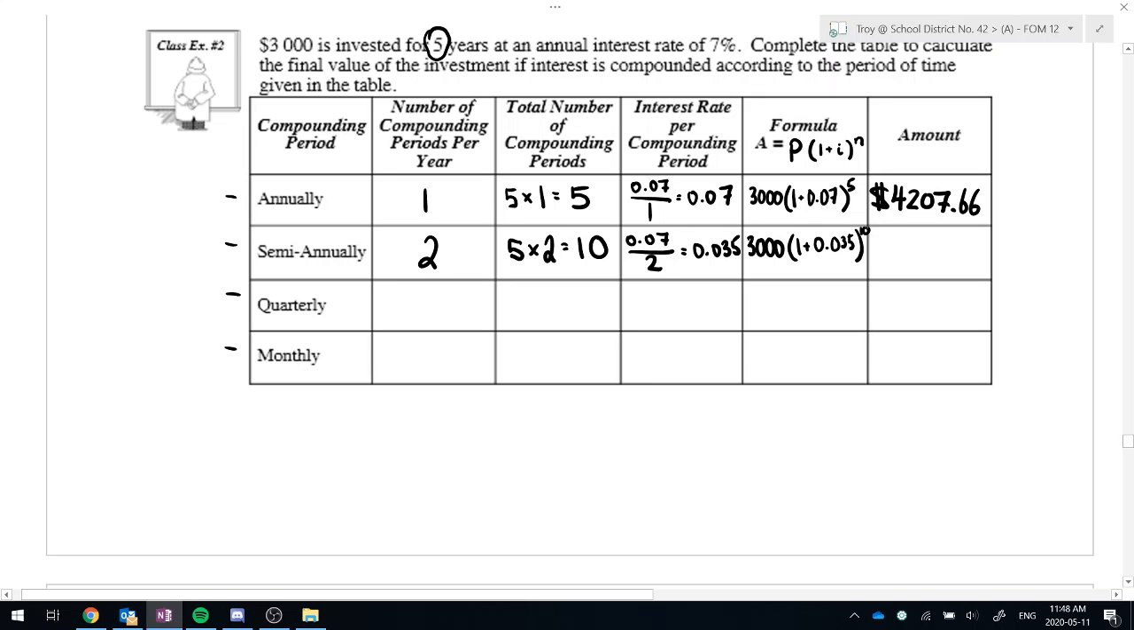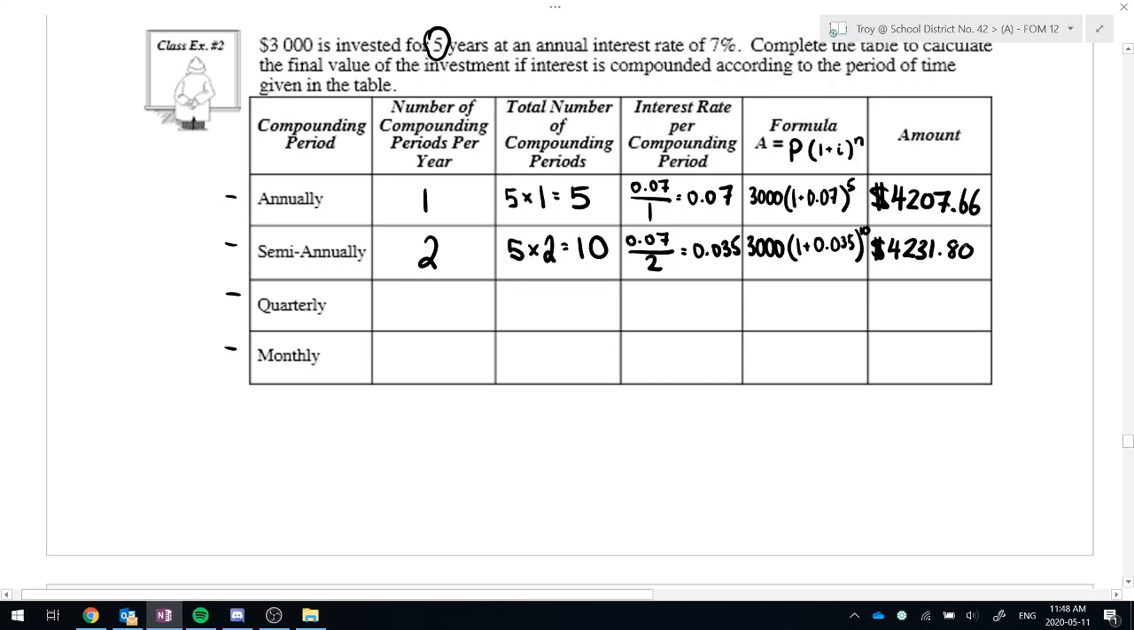Okay, so what do you think is going to give us a higher amount? Well, let's see. So we get 1.035, and that's going to be raised to the power of 10, and then we multiply that by 3,000. So when we do that, we get an answer of $4,231.80.